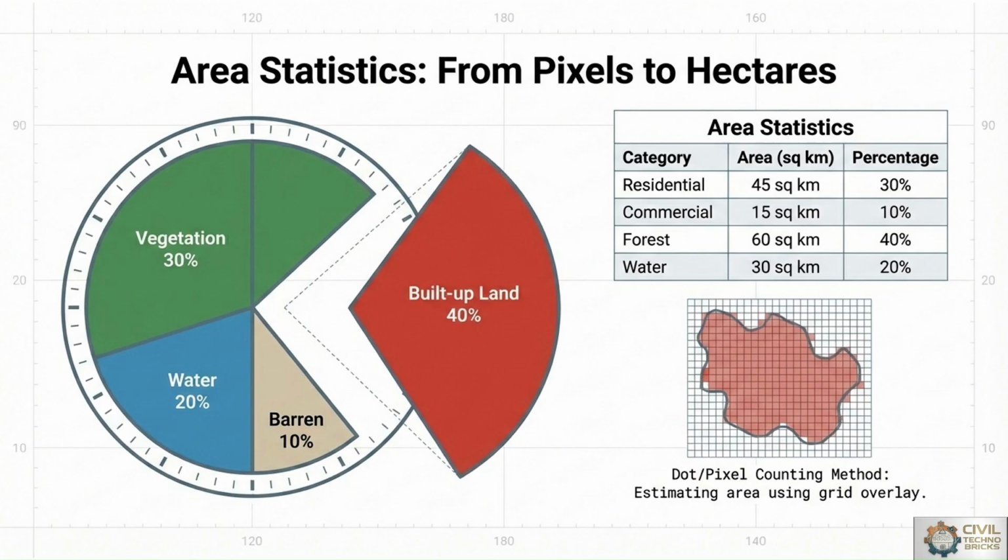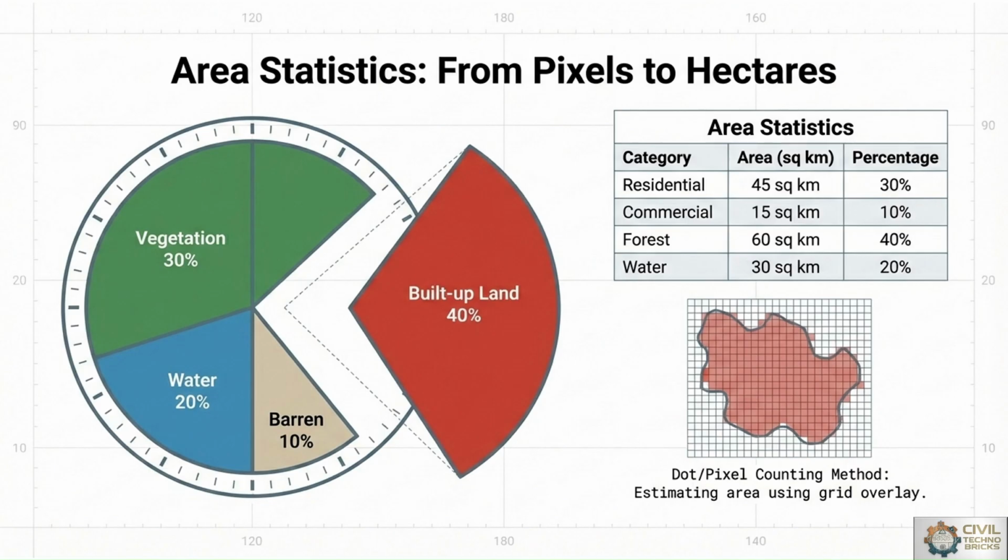So the categories are residential, commercial, forest, and water, and area is in square kilometers. For example, commercial is 15 square kilometers, which is 10% of the whole 100%. The pixel counting method is most important, where we check the urban area using satellite imagery, which is the raster image. We superimpose that raster image onto a 2D plane, just as we consider the whole earth surface as a 2D plane.